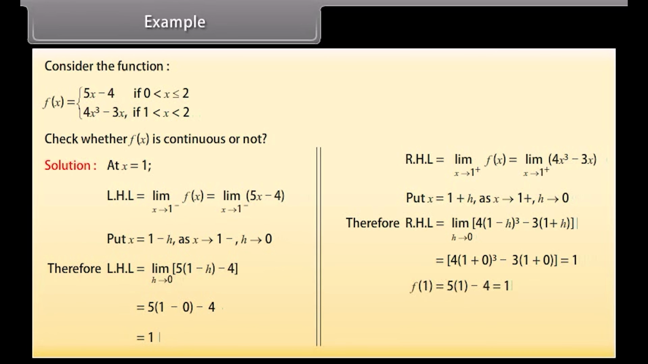F of 1 is equal to 5 into 1 minus 4, is equal to 1. Since left-hand limit is equal to right-hand limit is equal to f of 1, therefore, f of x is continuous at x = 1.